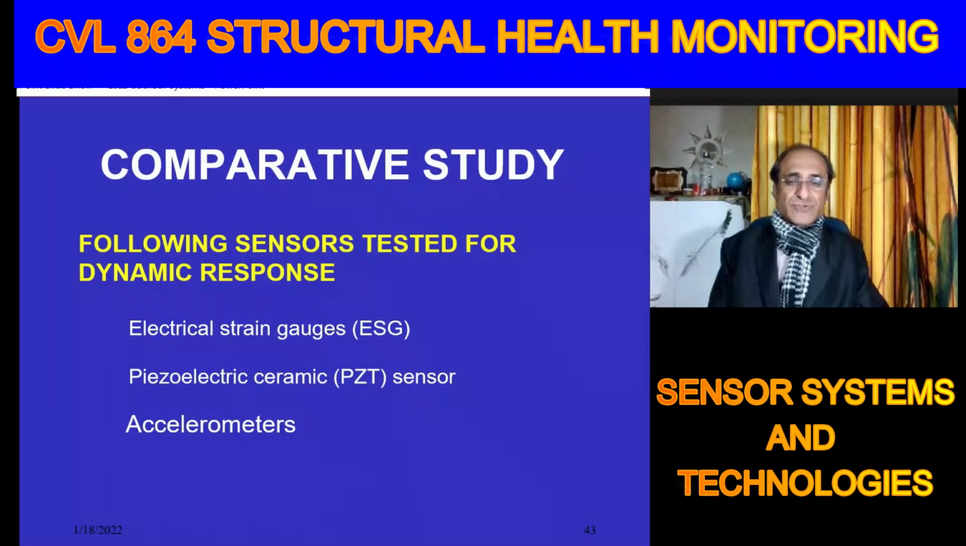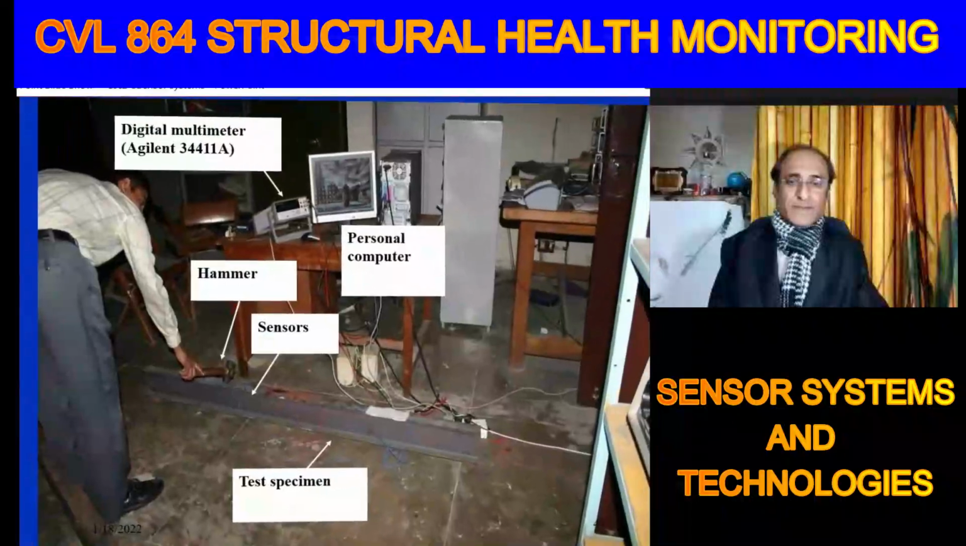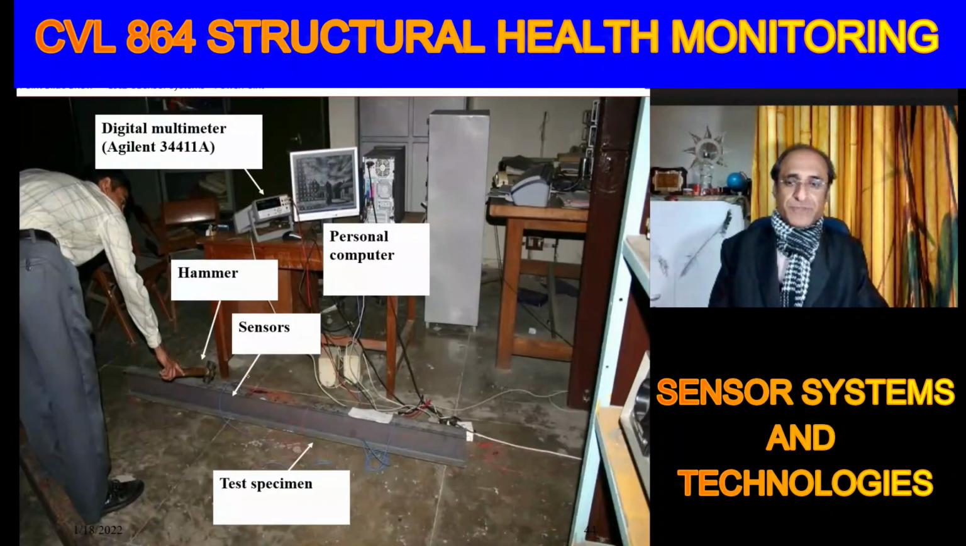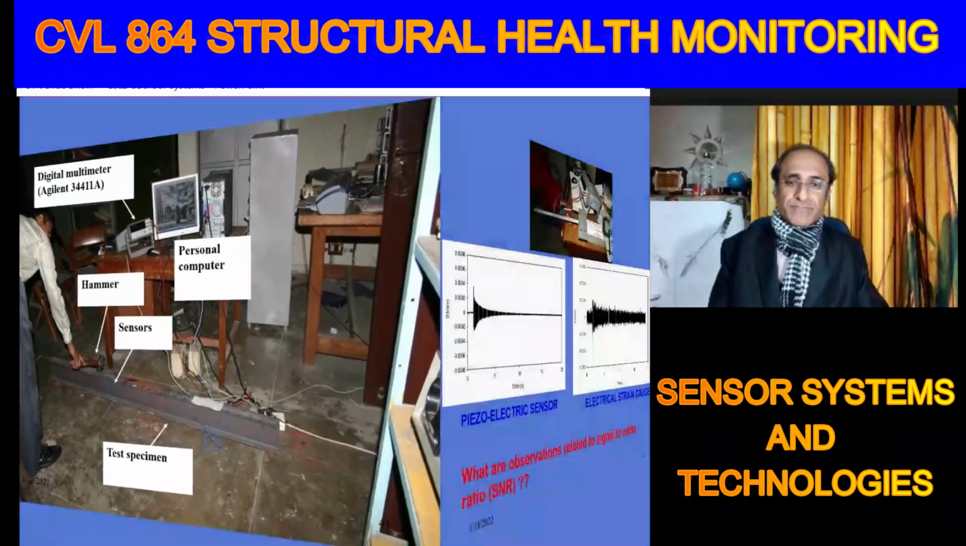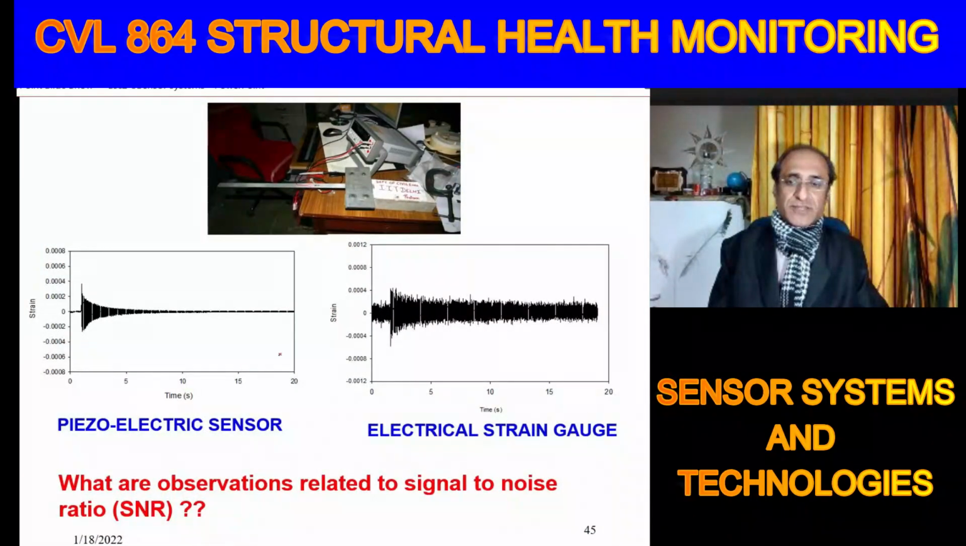Okay, now we are showing one comparative study, a very simple experiment done in our lab. So here we have this steel beam. It has these sensors. So we are just comparing the response of piezo sensor with electrical strain gauge. So I had told right from the beginning that electrical strain gauges are not suitable for dynamic measurement.